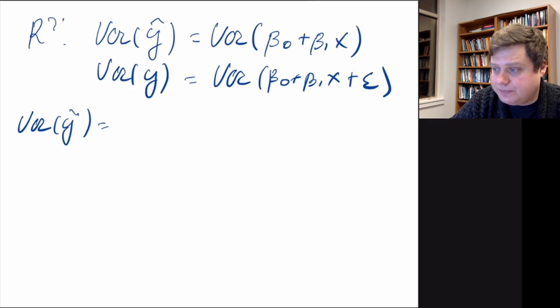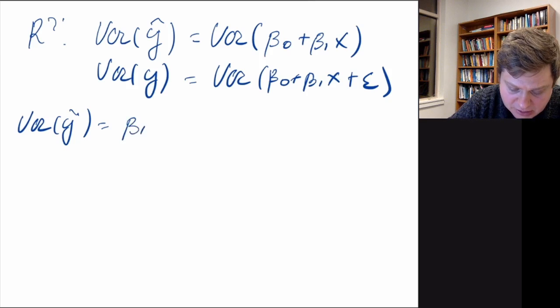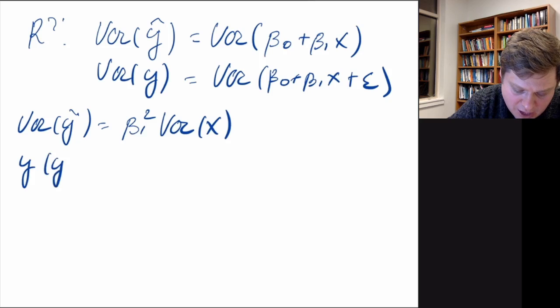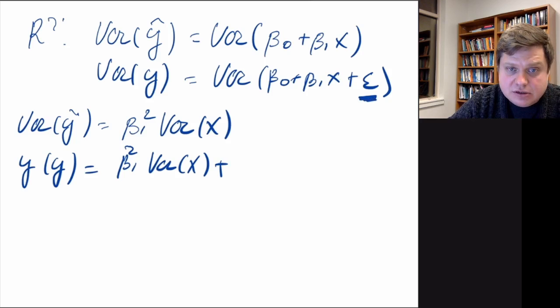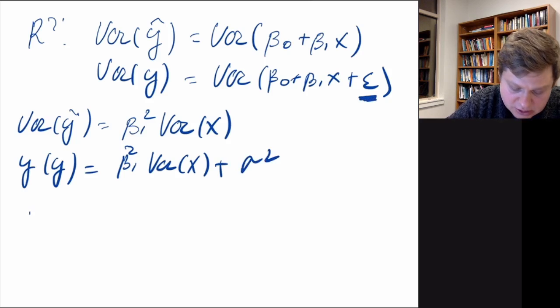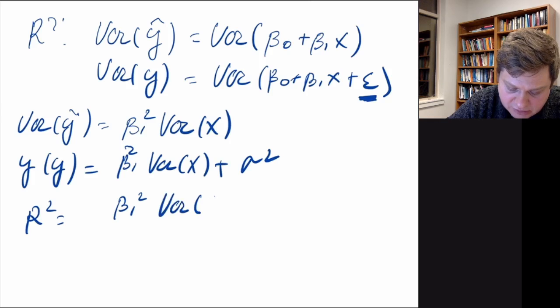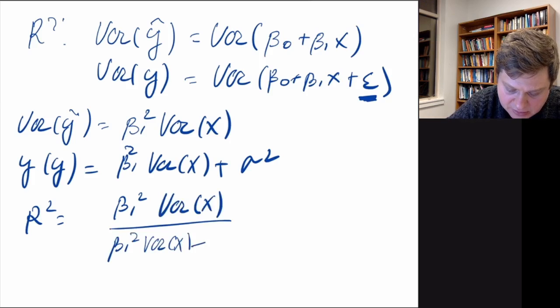And you remember that if we multiply a random variable by a constant, then the variance goes up by the constant squared. So the variance of y hat is just beta 1 squared times the variance of x. And the variance of y, in the same fashion, is going to be beta 1 squared times the variance of x plus the variance of the error term, which is sigma squared. So in other words, r squared can also be written as beta 1 squared variance of x divided by beta 1 squared variance of x plus sigma squared.